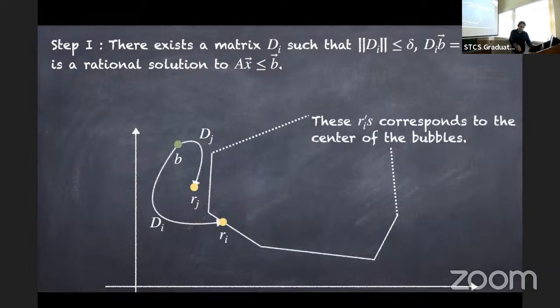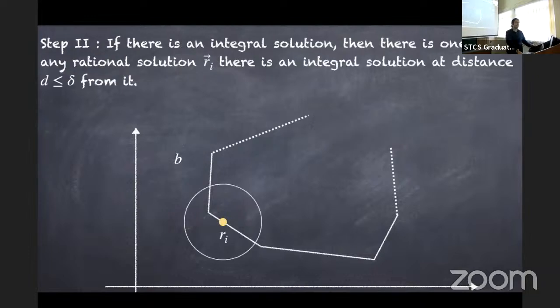So that is the first step, and the second step says that once you find the center, and if you indeed have an integral solution, you have one close to every rational solution. So you have one close to that, one within that ball.